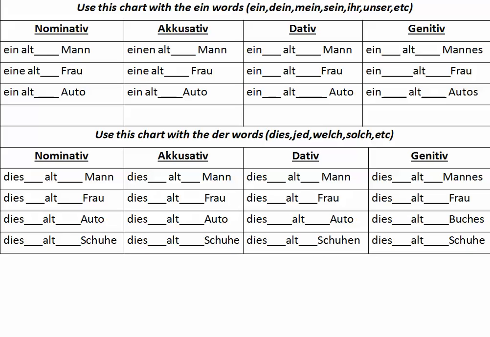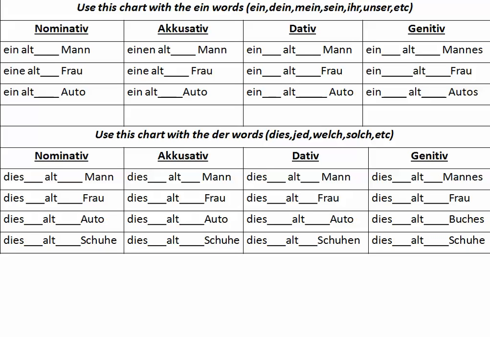Okay, so what I've got are two charts here. You can see that I have four cases represented: nominative, accusative, dative, and genitive. Just as a quick review, the nominative, remember, is the subject of a sentence or is in the predicate nominative. The accusative is a direct object of a sentence in German, or it is the object of an accusative preposition. Dative is the indirect object or the object of a dative preposition. And finally, genitive is forming or showing possession in German.